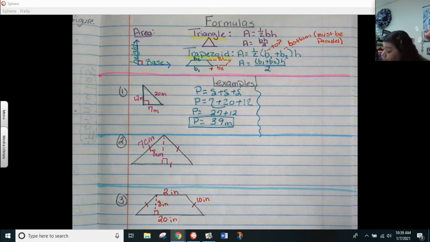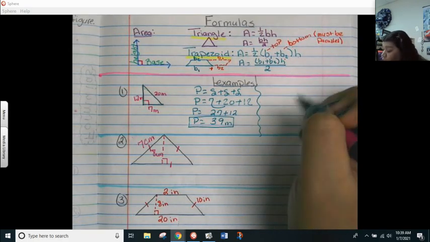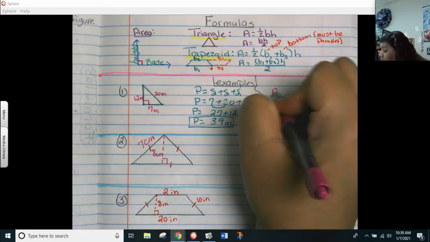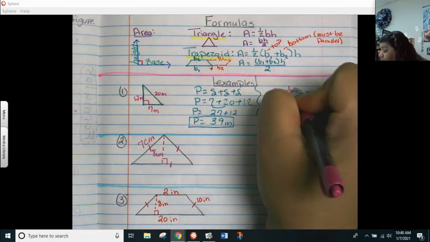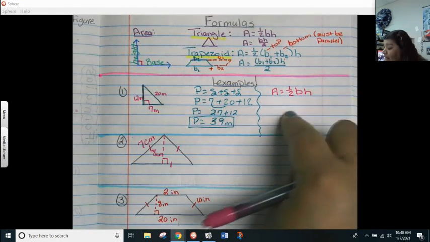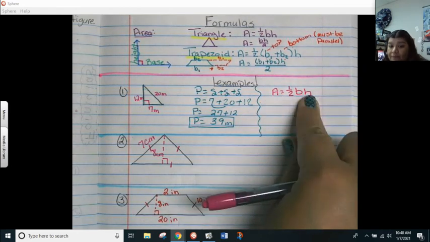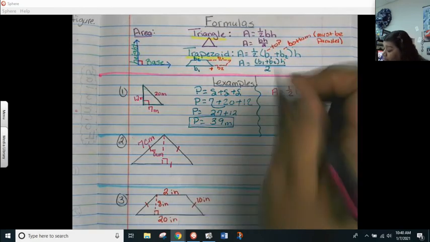Okay, just add. Now, here's where we get messed up. Always write your formula. A equals half of the base times the height. Always write down your formula because that's going to show you exactly how many lines you're going to use. So the first line is for the formula. The second line is for the numbers we're going to plug in.